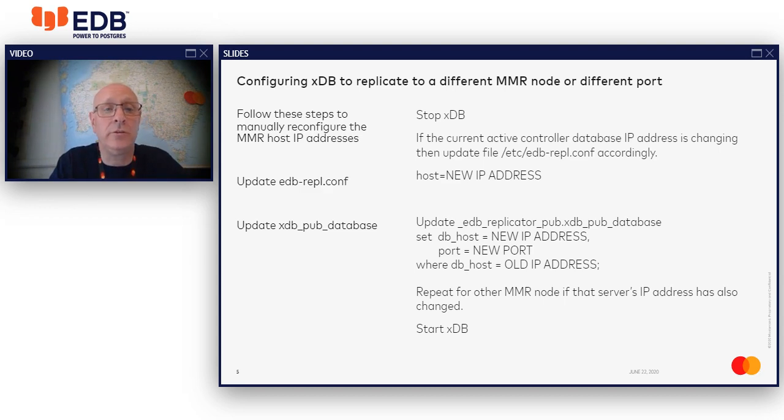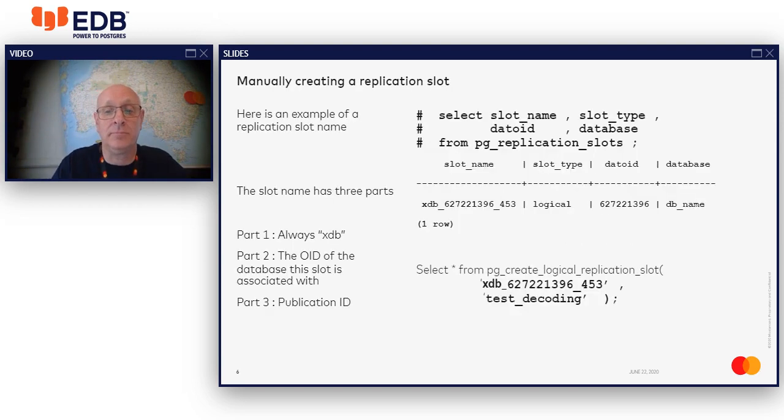So the steps that you would actually go through, just very quickly, would be to stop xDB. If the current active controller database IP is changing, then update that file, edbrepl.conf, as I mentioned on the previous slide. And then just do an update of the xDB pub database table, setting the DB host to the new IP address, optionally changing the port if the port is changing, and of course a new where clause where the DB host was the old IP address. And the big thing to remember is to repeat that for the other MMR nodes, and don't forget those, because otherwise, when you switch active controllers, all of a sudden it'll be trying to replicate to the wrong hosts again.